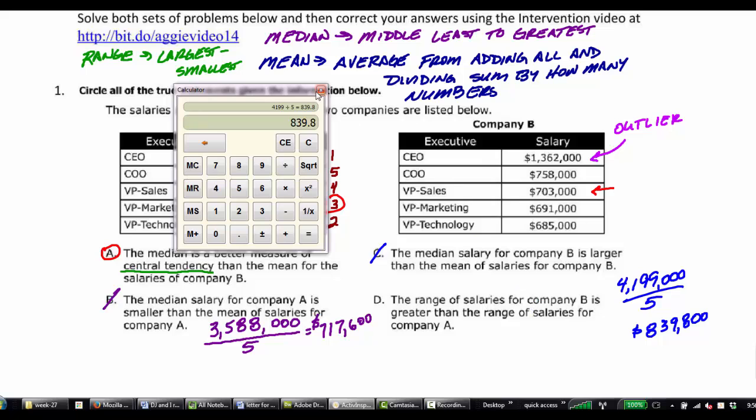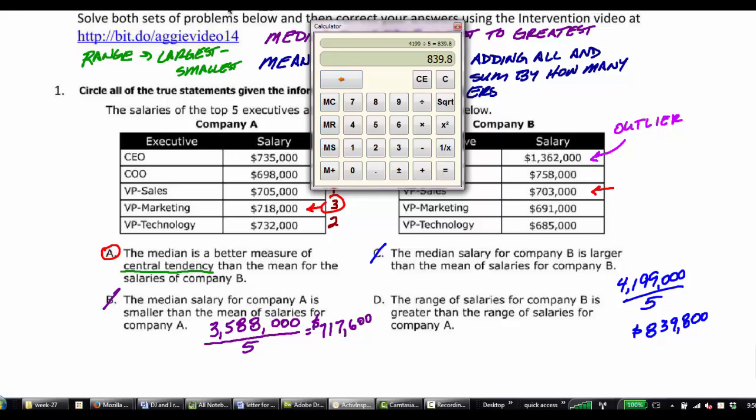And finally, the range of the salaries. Well, the range, remember, is largest minus smallest. So for A, that range is 735,000 minus the smallest, which is 698,000. And that's a difference of 37,000.